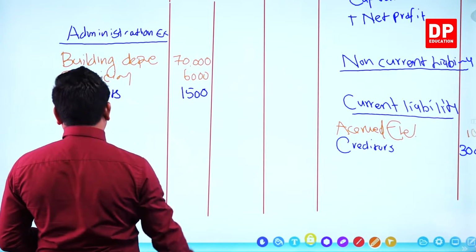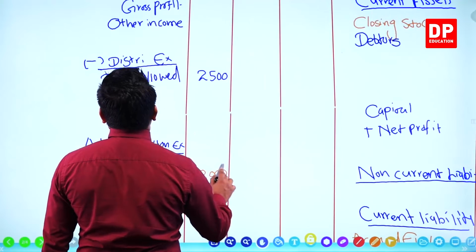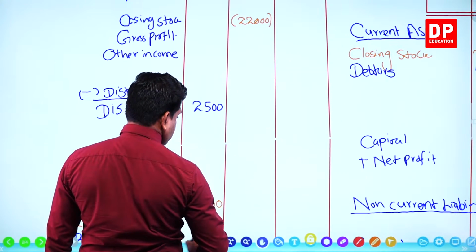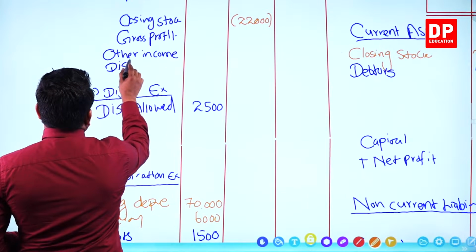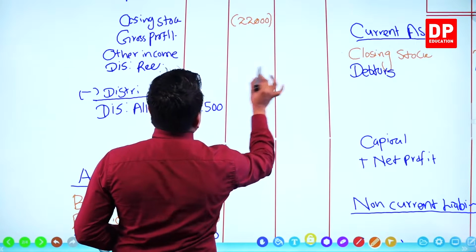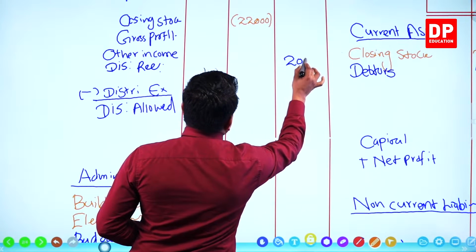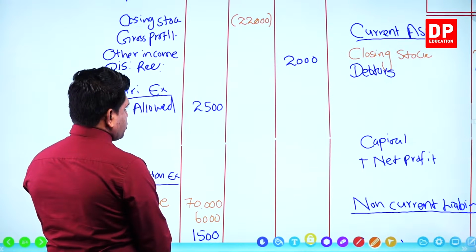Discount received 2,000. It comes under the other income. Discount received is the only other income, so we can write this one in the corner because there's only one, right? Now, next one.